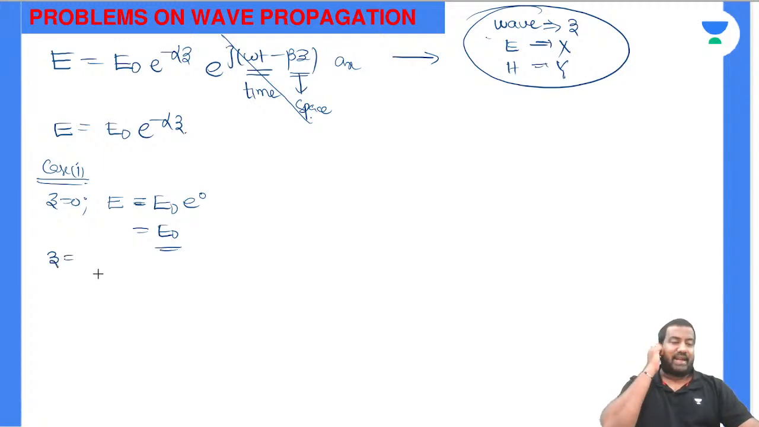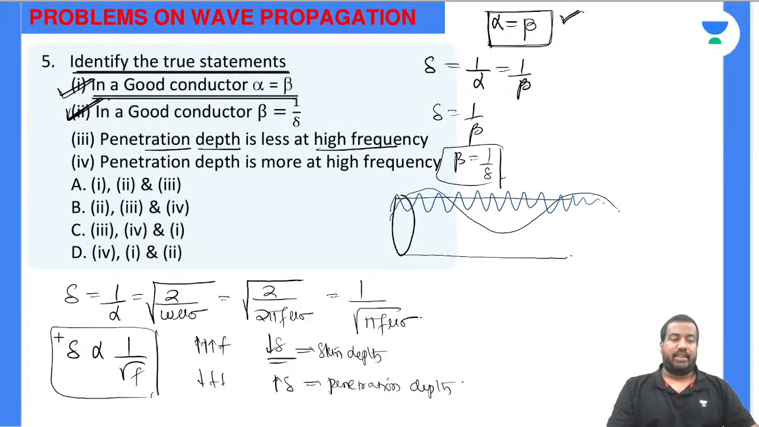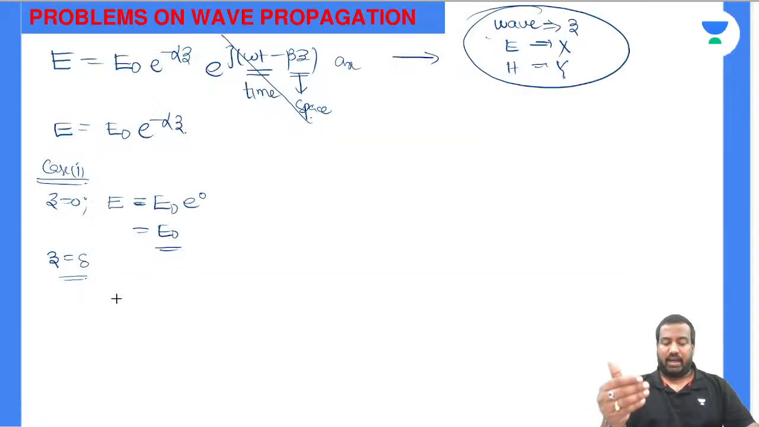Now the travel has started. The wave is penetrating into the conductor by a value of delta. Delta is the penetration depth. So it has travelled to some value, a distance of delta.